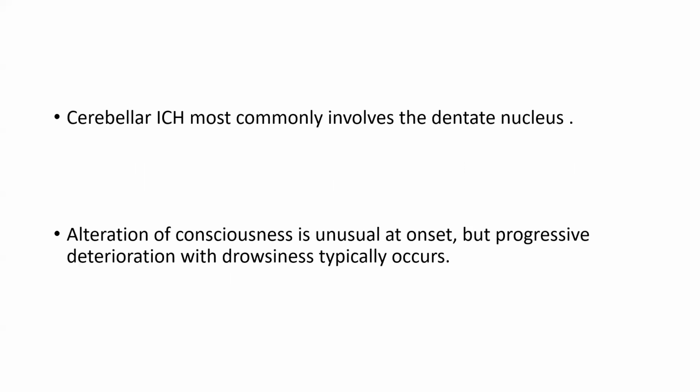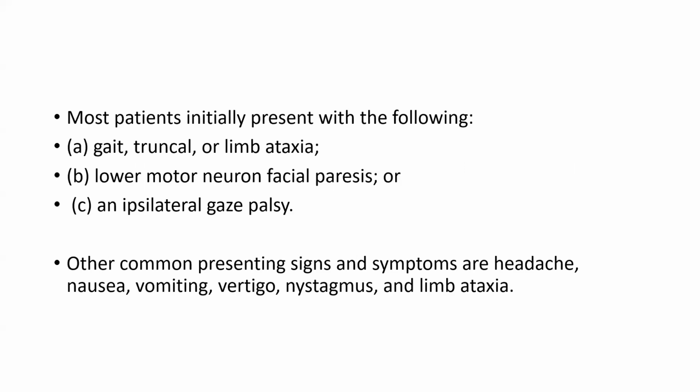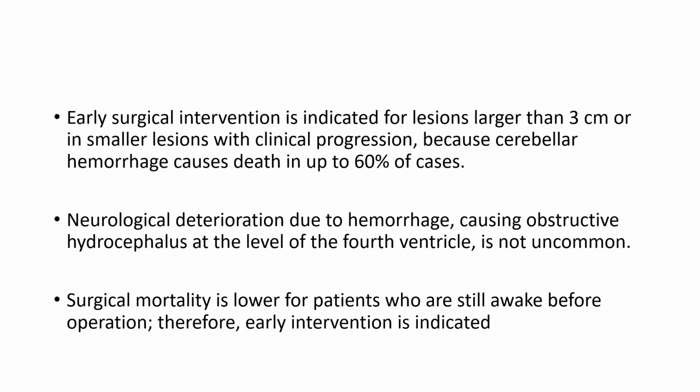Cerebellar ICH most commonly involves the dentate nucleus. Alteration of consciousness is unusual at onset, but progressive deterioration with drowsiness typically occurs. Most patients initially present with the following, that is gait and truncal or limb ataxia, lower motor neuron facial paresis, and ipsilateral gaze paresis. Other common presenting signs and symptoms are headache, nausea, vomiting, vertigo, nystagmus, and limb ataxia.